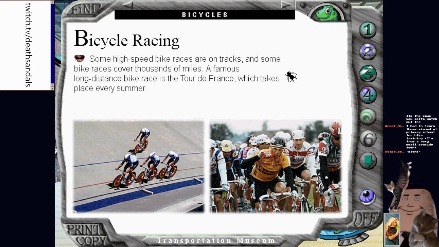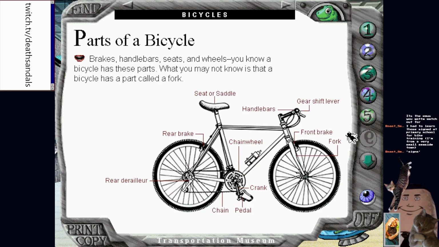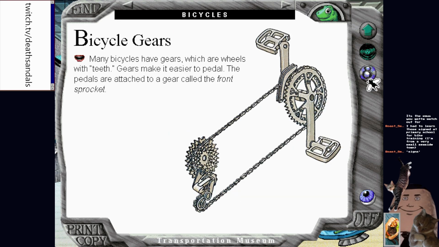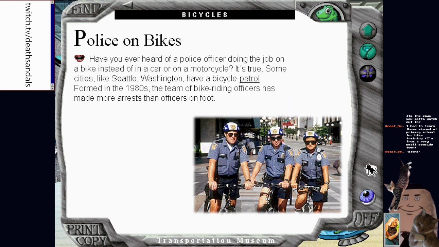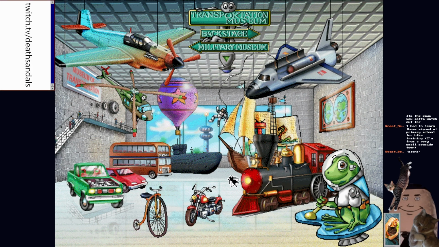Bicycle racing. Some bike races are on a track, and some bike races cover thousands of miles. A famous long-distance bike race is the Tour de France, which takes place every summer. These people are scum. Don't talk about them. Parts of a bicycle. Bicycle gears. Police on bikes. Yep, more pricks. Pricks on bikes.